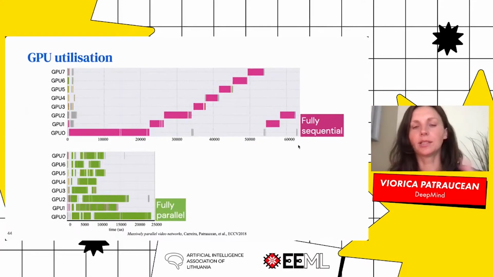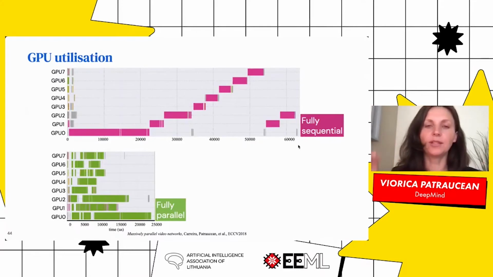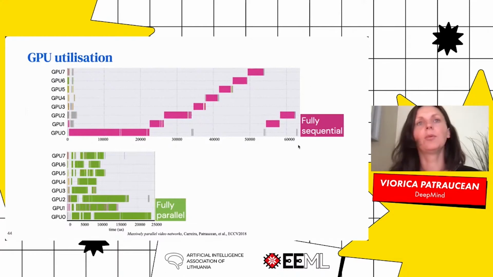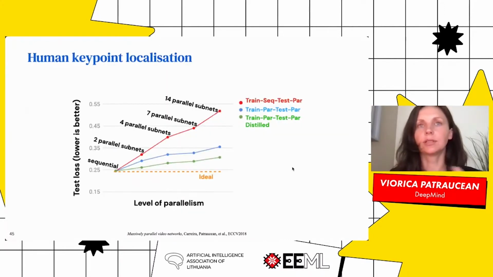On the top you see a sequential model where every GPU just waits for its turn to process a frame, whereas on the bottom in our setting we have the fully parallel execution mode where all the GPUs work all the time. So this is a much better use of hardware resources. Of course, as I said, the task now becomes more difficult and we lose some accuracy, but we can recover a good chunk of accuracy by doing distillation. We consider that we have a standard video model, and then we distill from that into the depth-parallel model, and that really helps learning.